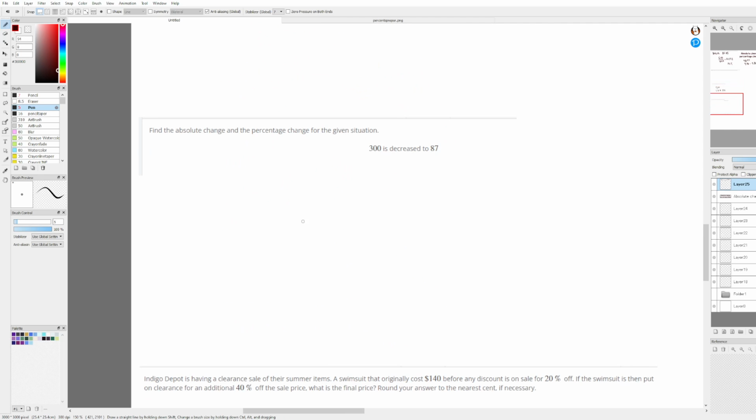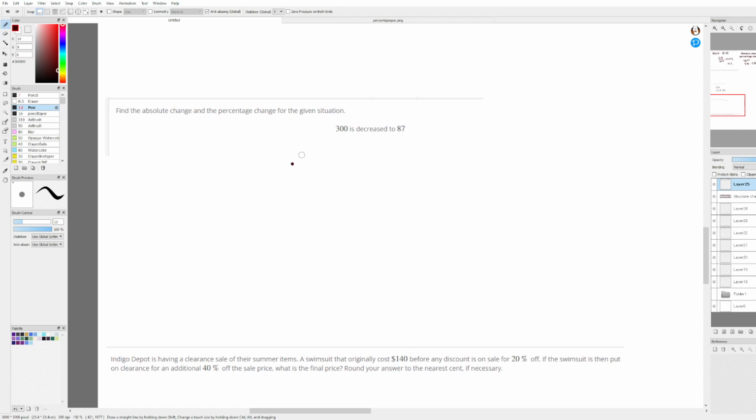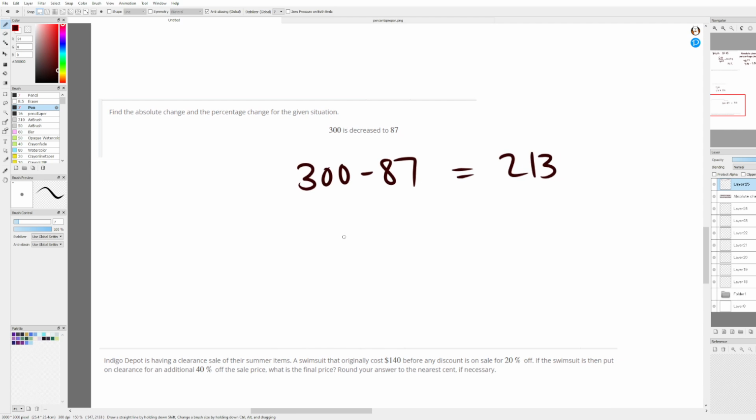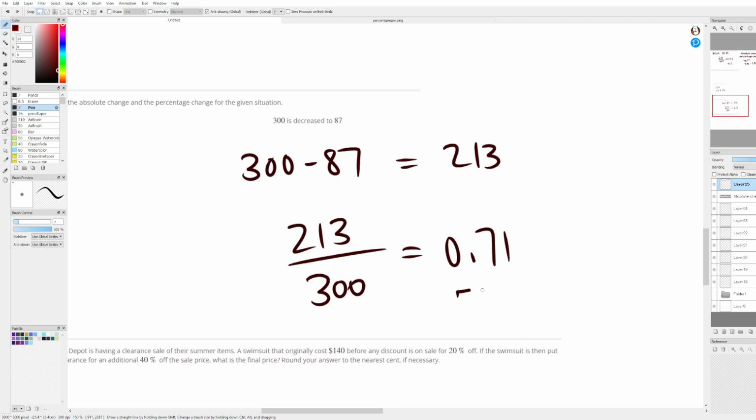The absolute change and the percentage change is what we talked about with this. So the absolute change would be 300 minus 87. 300 minus 87 is 213, so the absolute change is 213. The percent change is going to be 213, because that's our absolute change, divided by our original amount, which is 300. So 213 divided by 300 is equal to 0.71, which is equal to 71%.